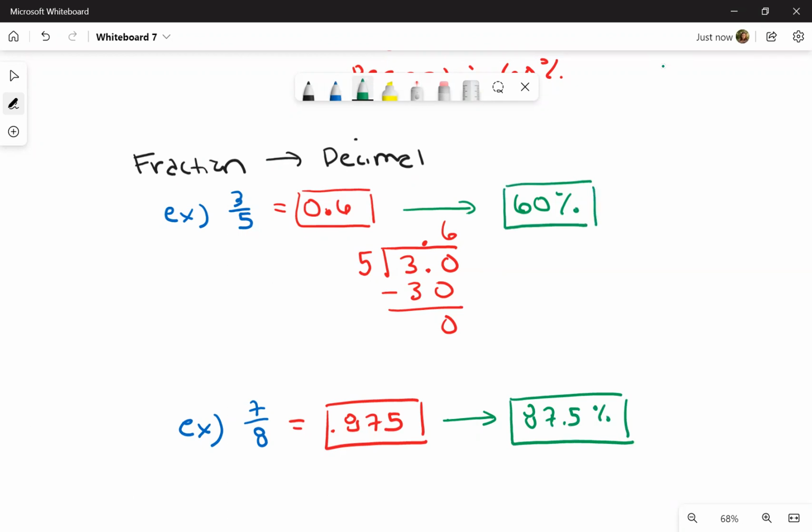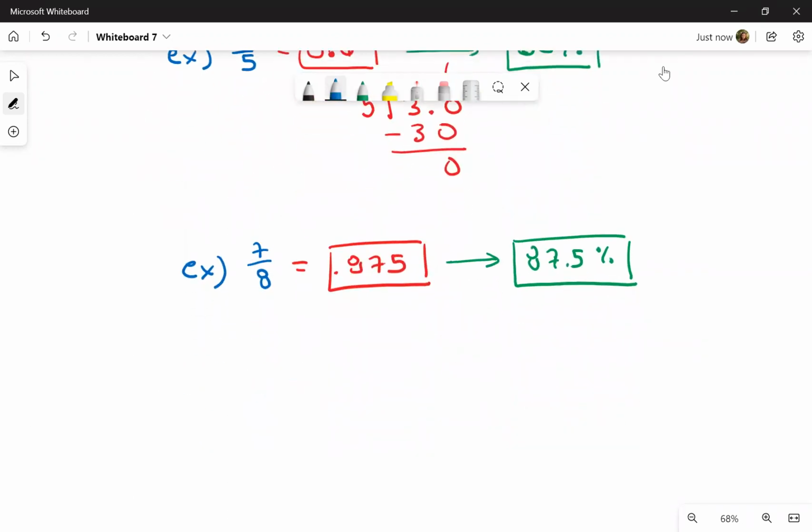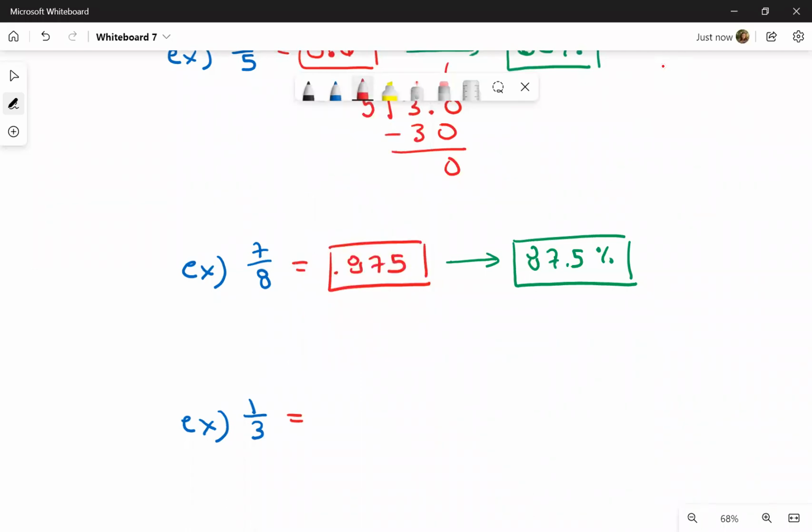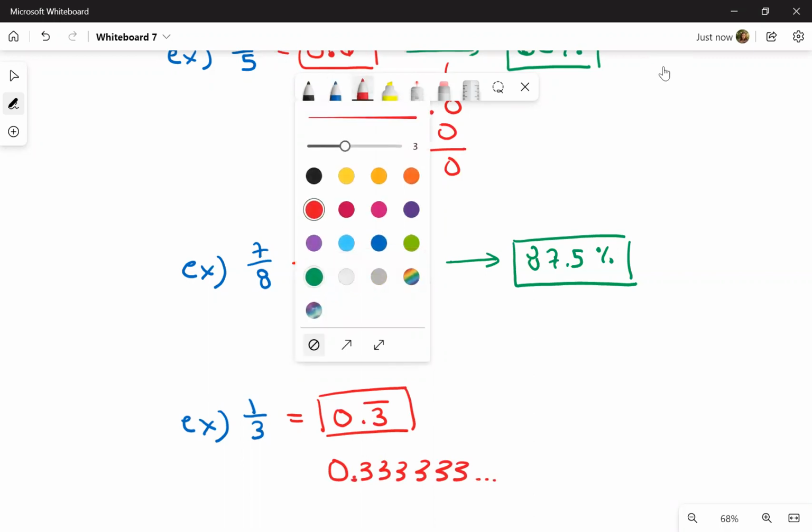Now, the only ones that get a little bit tricky are the fractions that potentially don't end. So let me give you a famous example. Let's look at 1/3. Grab your calculator, put 1/3 into the calculator. And what you'll get is 0.3 repeating. Or if I were to write it out, 3, 3, 3, 3, 3, 3, and so forth. Okay, it keeps going forever.